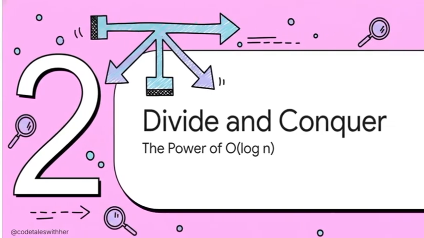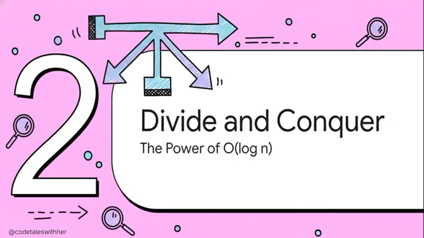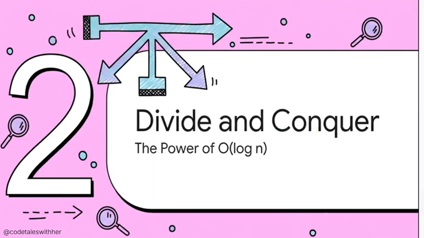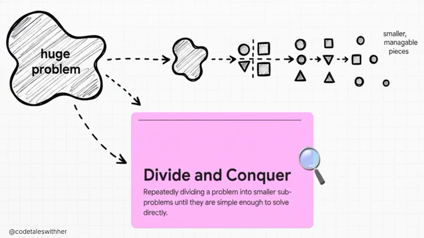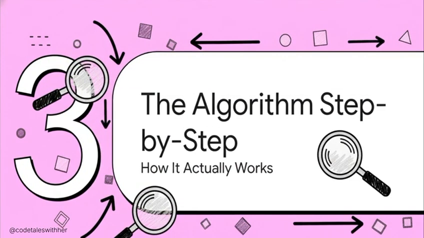The second core concept is the divide and conquer approach, which gives binary search its power, leading to an O(log n) time complexity. Binary search works on the principle of divide and conquer. At every step, it eliminates half of the remaining elements. As its name itself suggests, binary, it just makes the array into two halves and searches accordingly. Divide and conquer is about repeatedly breaking down a huge problem into smaller, manageable subproblems until they are simple enough to solve directly. Now let's explore the algorithm step by step to see how it actually works.